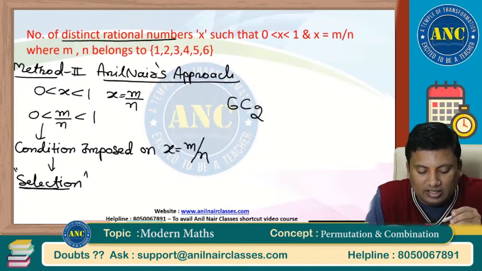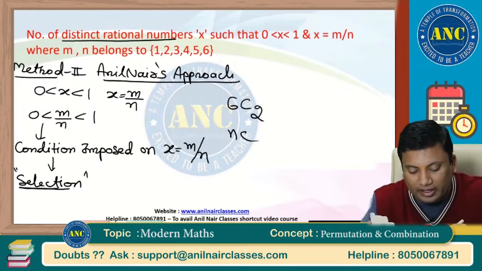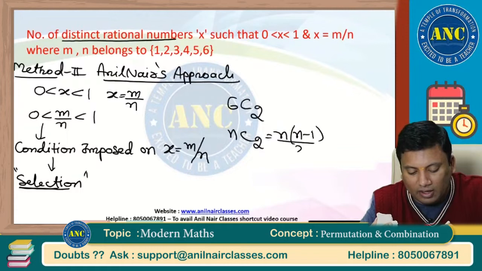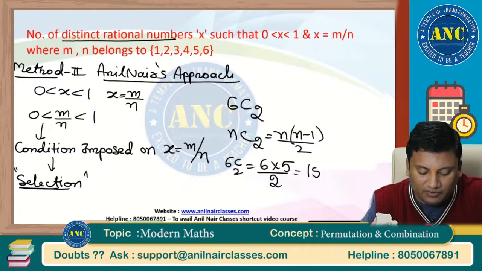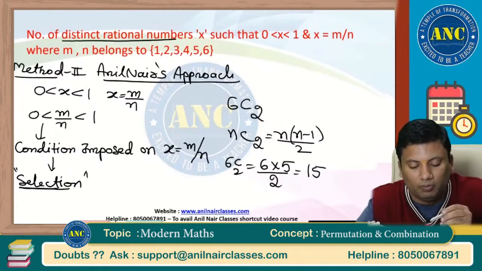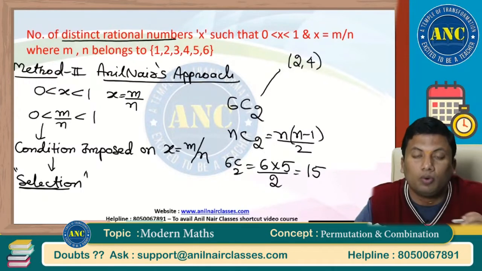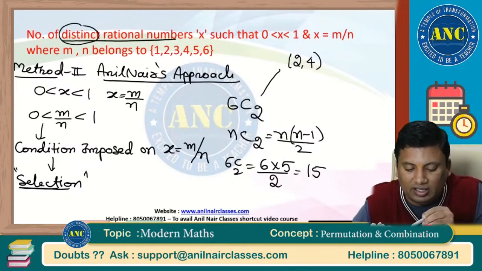6C2. In that, nC2 is nothing but n into n minus 1 by 2. So 6C2 is nothing but 6 into 6 minus 1 by 2, which is 15. This is where you will make a mistake. In that, which cases should be eliminated? 2, 4. 2 by 4 is 1 by 2. The question is distinct, right? 2, 6. This case is eliminated.